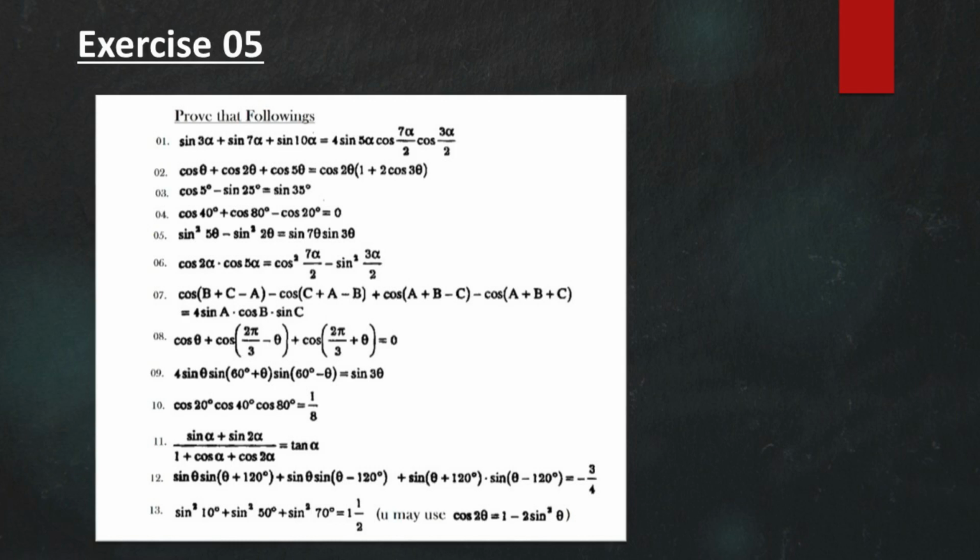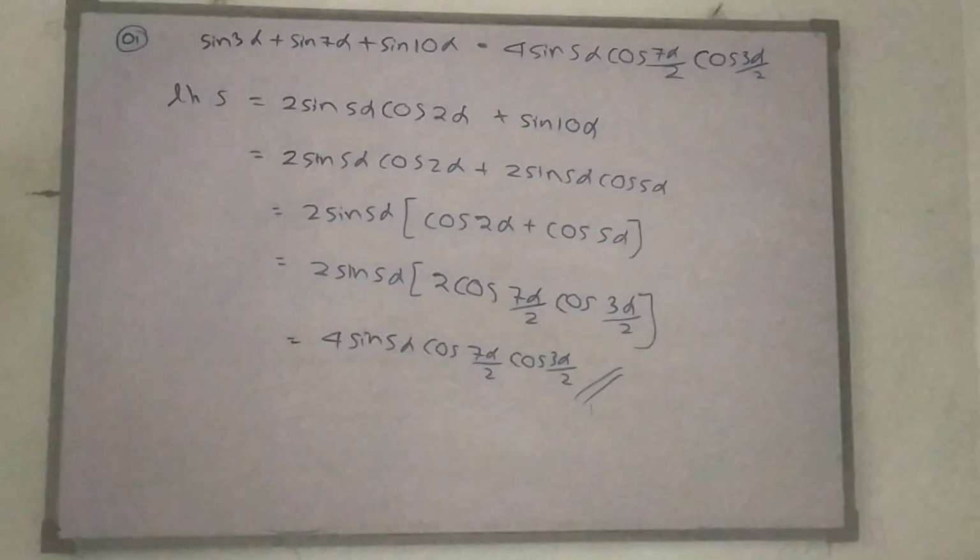Then again I applied the CD formula for cos 2 alpha and cos 5 alpha. Then it's 2 cos 7 alpha by 2 cos 3 alpha by 2, right? So the product is 4 sin 5 alpha cos 7 alpha by 2 cos 3 alpha by 2. So this is the answer of that example, right? So I hope you are now okay with the first example, right? I'm moving to another example.